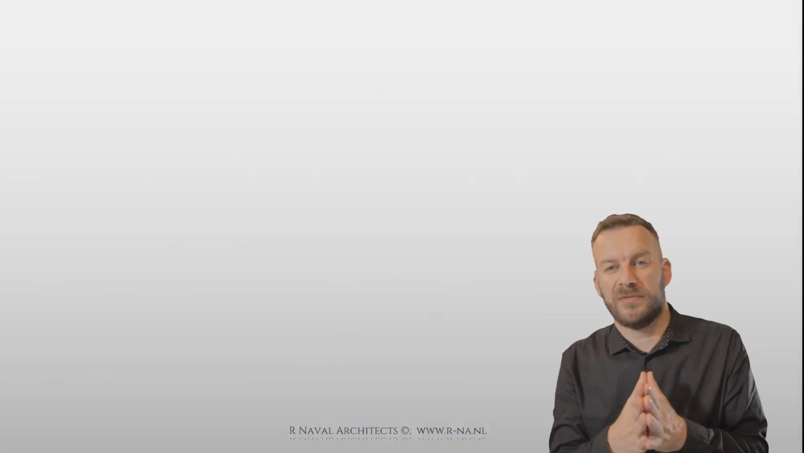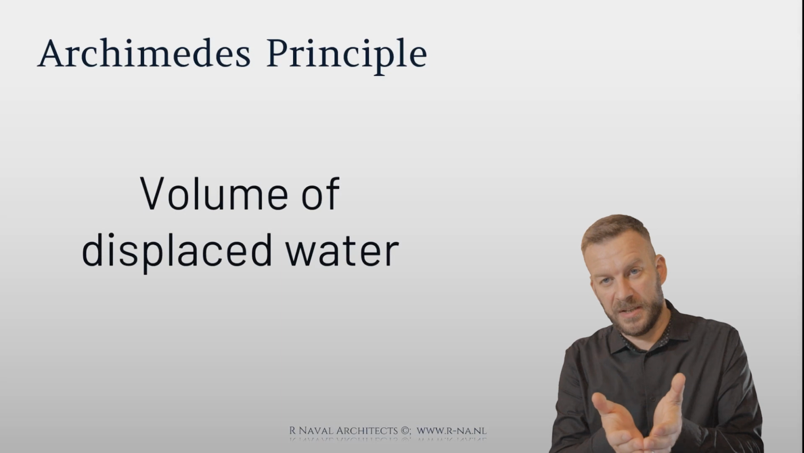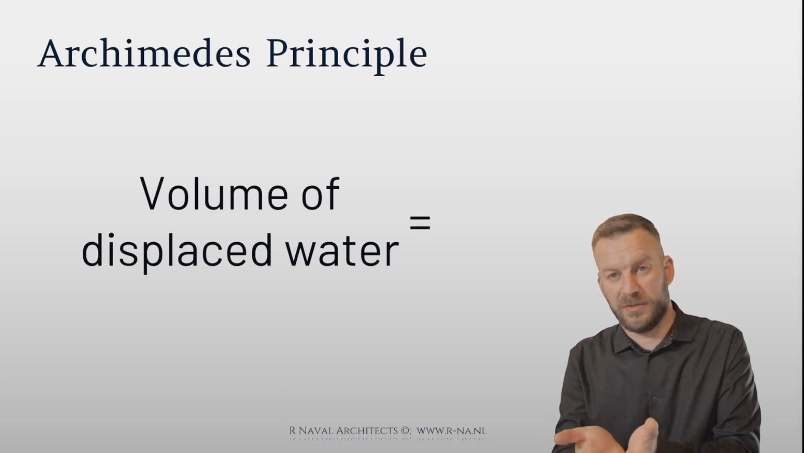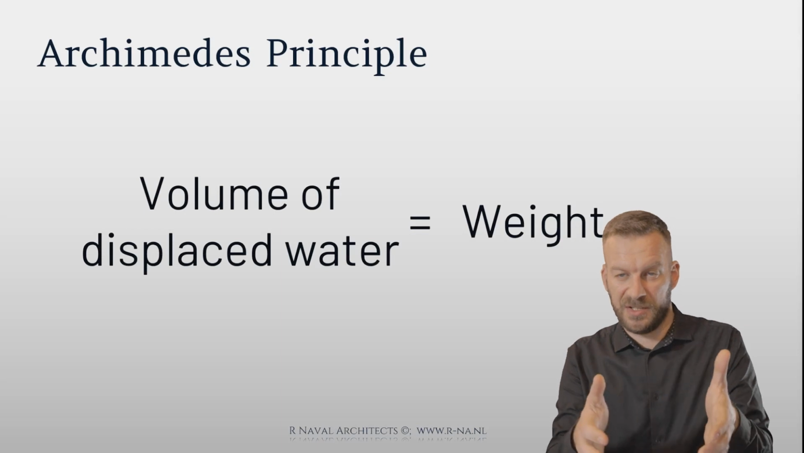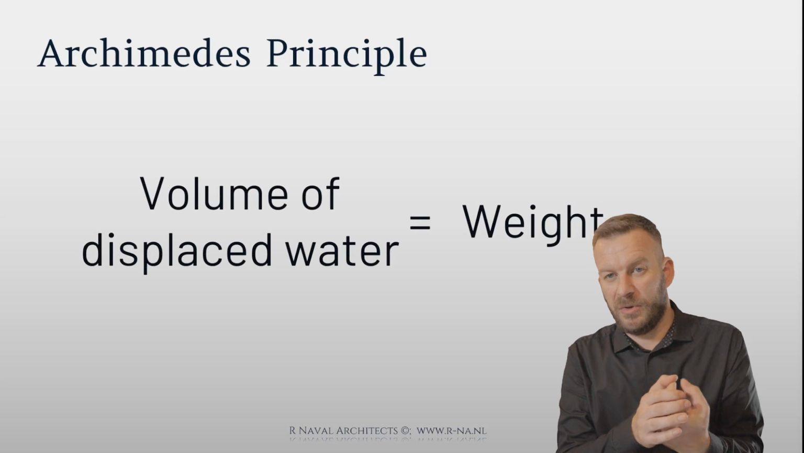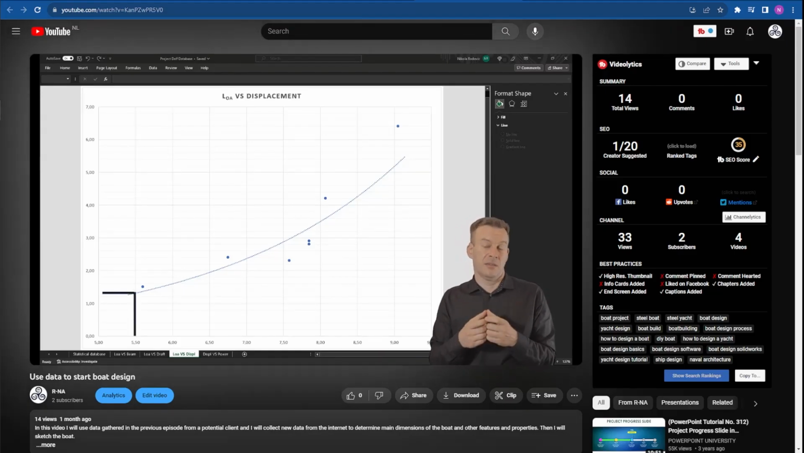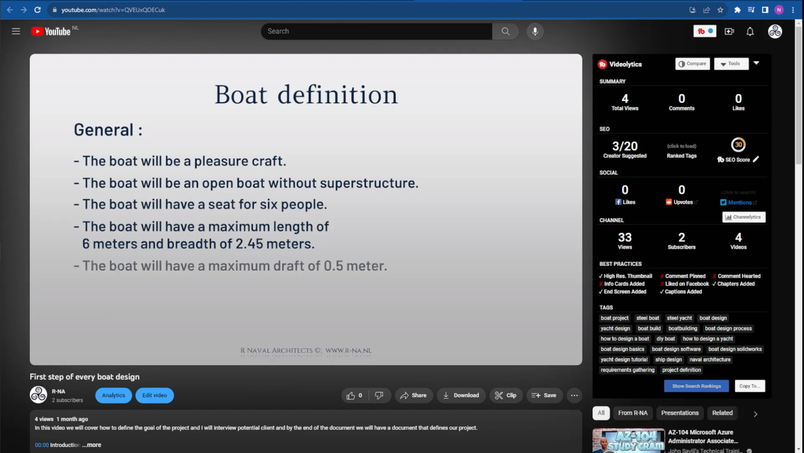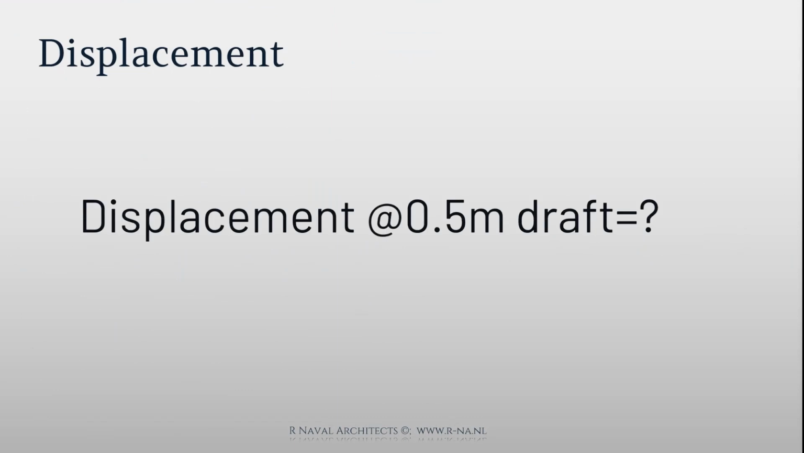Every object floats if, according to Archimedes' principle, the volume of water displaced by that object is equal to the weight of that object. In our case, that means that the volume of our hull that is displacing the water needs to be equal to the weight of our boat. And if you recall, we predicted that our boat is 1.3 tons heavy, and our client said that he wants a draft of 0.5 meter. So let's check what's happening with 0.5 meter.